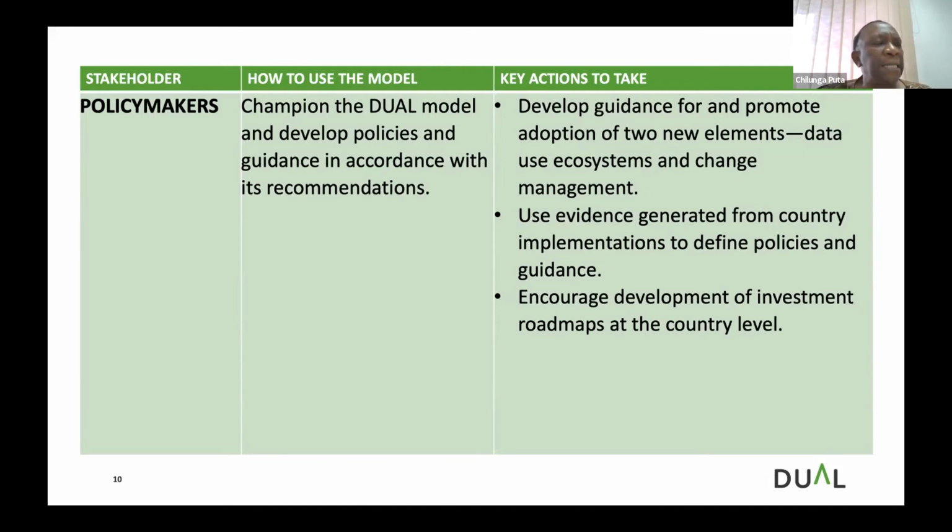We develop guidance and promote adoption of 2 new elements. That is the data use ecosystem and the change management. We expect them to use evidence generated from country implementations to define policies and guidance, and to encourage development of investment roadmaps at the country level.